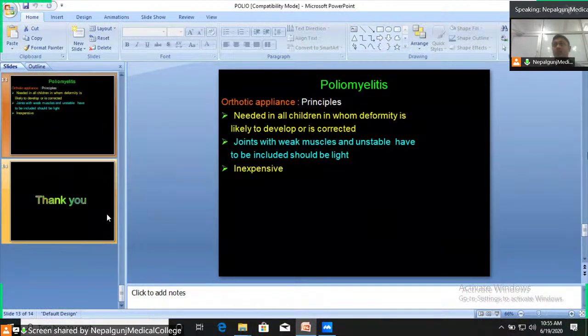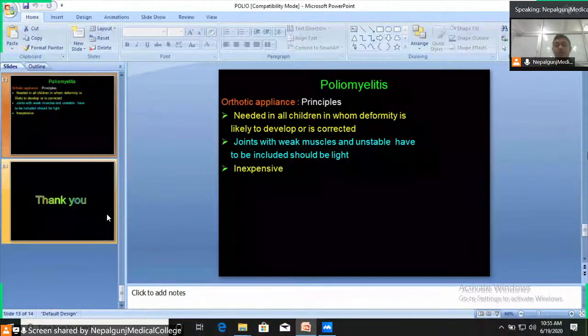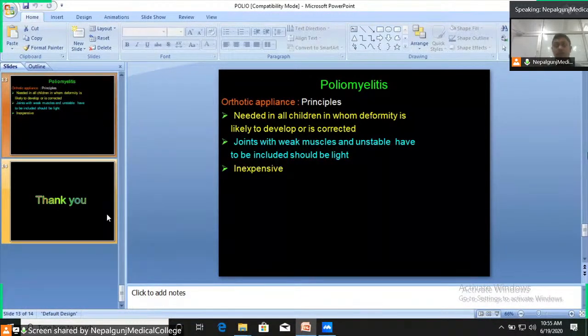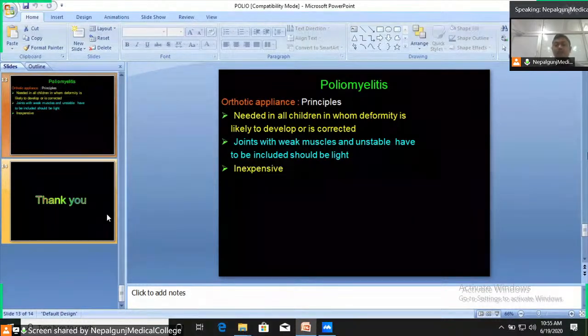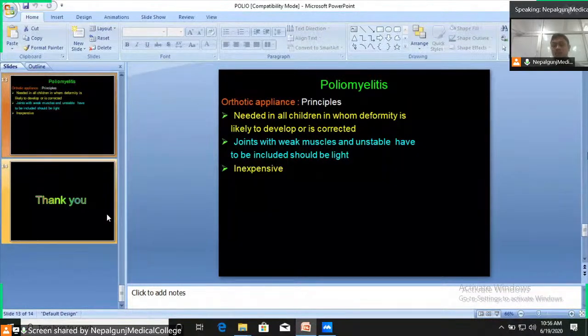The final one is orthopedic appliances. If all of these measures and remedies fail, we can give the child orthopedic appliances. They are needed in children if the deformity is likely to develop or has been corrected. The principle of orthotic appliances is that they support joints with weak muscles and unstable parts, and they should be light as well as inexpensive. So thank you. Now we'll go into spina bifida.